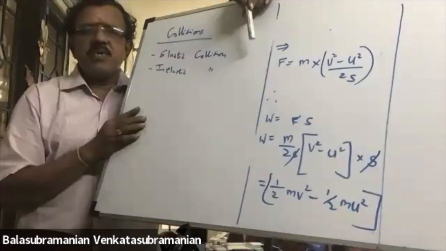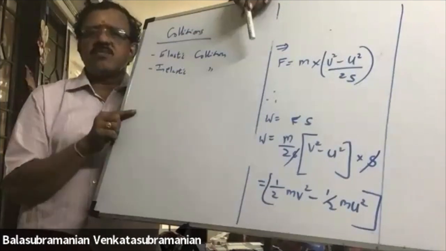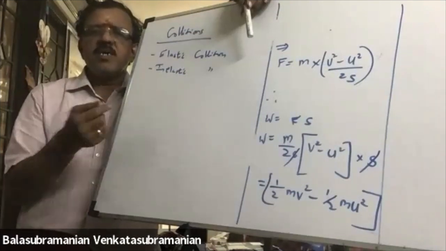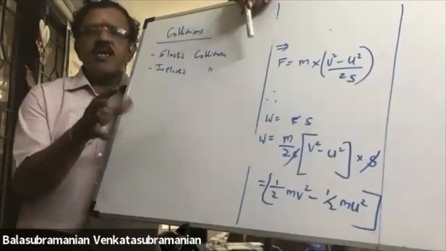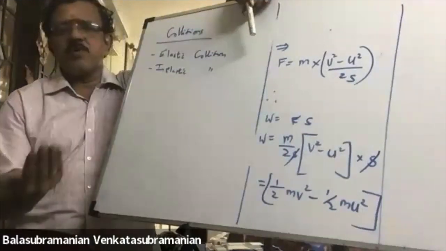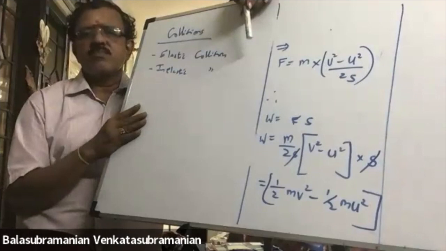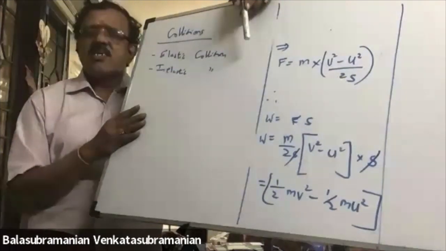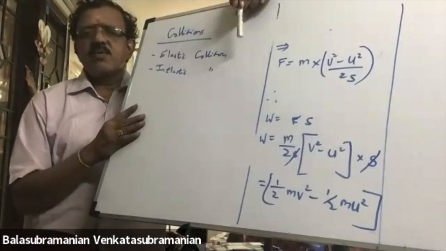Elastic collision means collision between subatomic particles. What are subatomic particles? Protons, electrons, neutrons. Between two electrons, between two protons, one electron and one proton, if that collision is happening, it is called elastic collision. Correct? Simple topic.